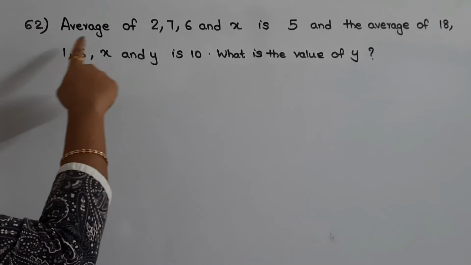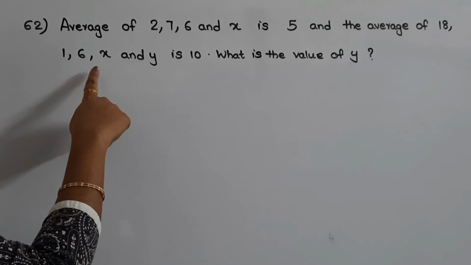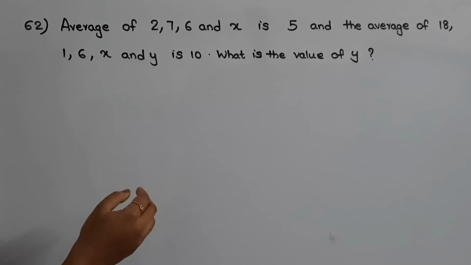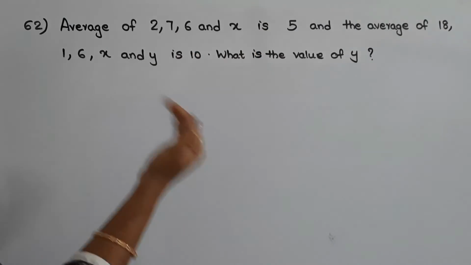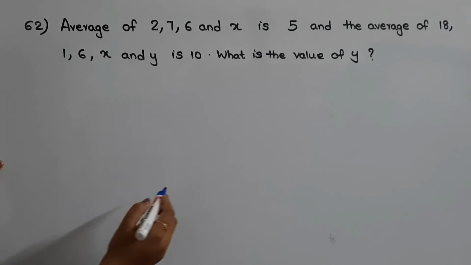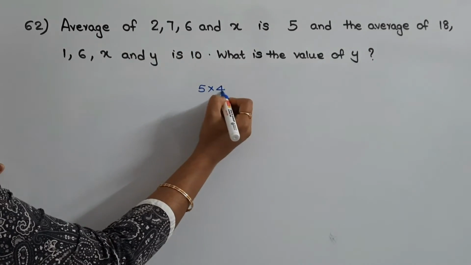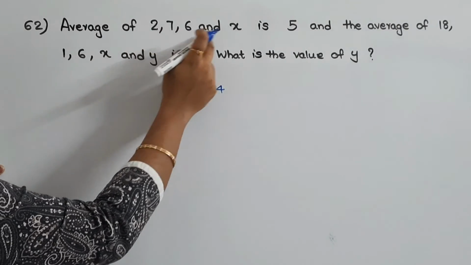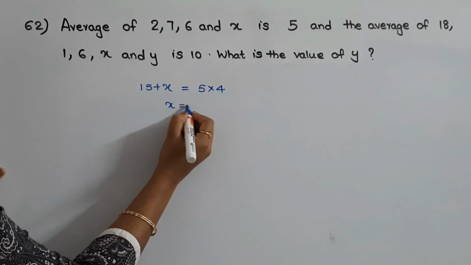The next question is, average of 2, 7, 6 and X is 5 and the average of 18, 1, 6, X and Y is 10. What is the value of Y? In this question they have given the average of these 4 observations as 5. So if the average is 5, what will be the sum? Sum is equal to average into number of observations. So the sum will be equal to 5 into 4. The sum of these numbers will be 2 plus 7 plus 6 plus X, that is 15 plus X. On solving this, we will get the X value as 5.